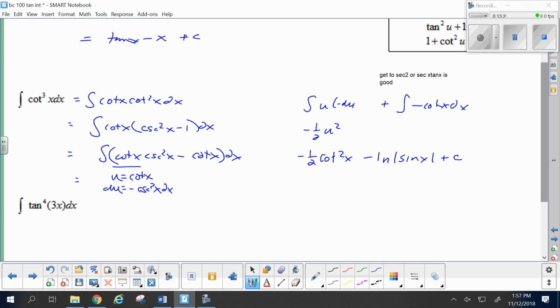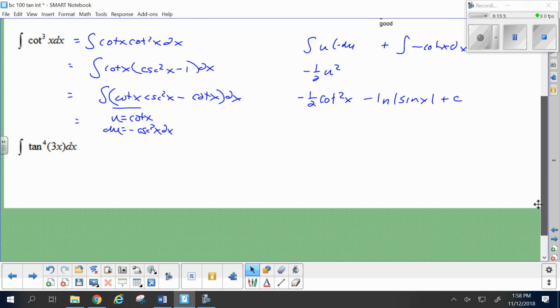All right, last but not least for this section, tangent to the fourth of 3x. I'll let you give that a go with your math amigos. Start a little coffee, and then we'll vote.